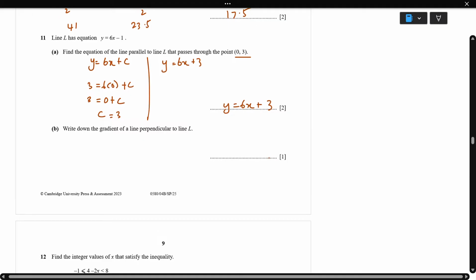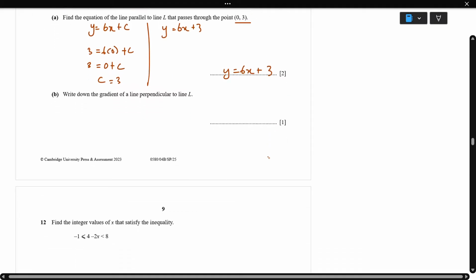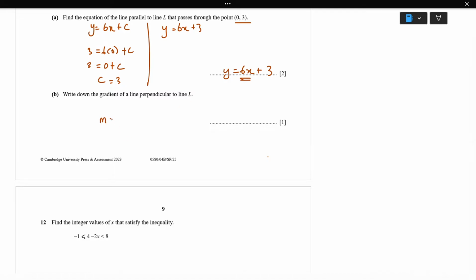The next question: write down the gradient of the line perpendicular to L. Here the gradient is 6. Perpendicular means negative reciprocal. So the gradient is equal to negative 1 over 6. That is the answer. Negative 1 over 6 is the gradient.